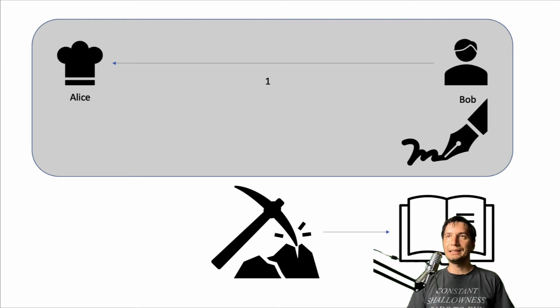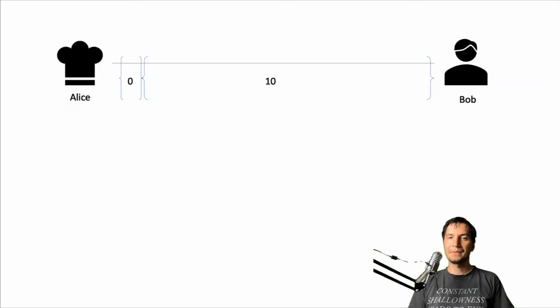So that's why Lightning Network was invented. And in Lightning Network, Bob doesn't send the Bitcoin, but he funds a special address that requires two signatures of both Alice and Bob. So this special address is funded by Bob.